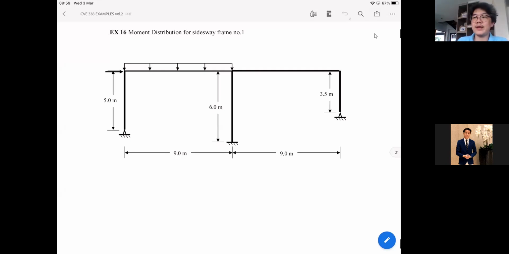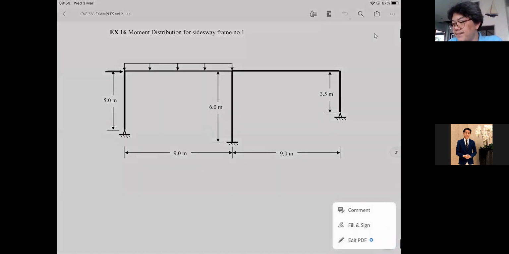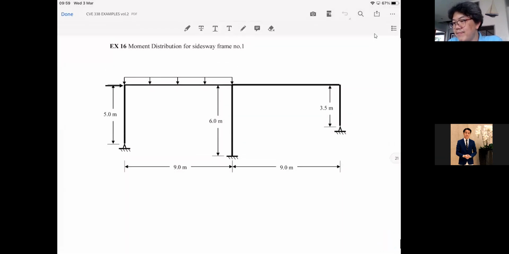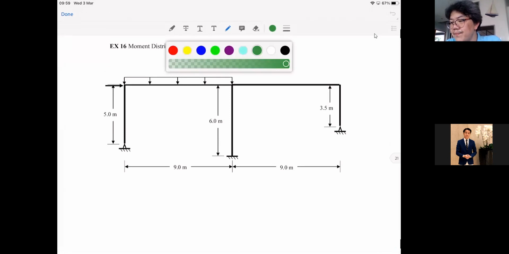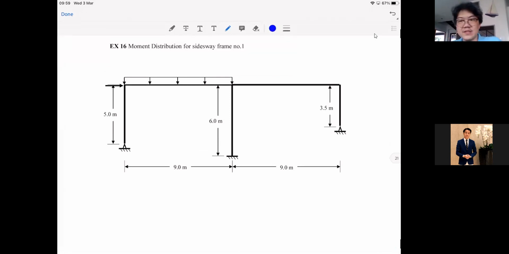All right, so we are now looking at the example of the sidesway frame, and we're going to solve it with the moment distribution. First and foremost, I have to tell you that I made a mistake in solving this problem a long time ago, and I looked at it and tried to fix it this morning. I ran out of time, so this problem will be solved without this load. Okay.